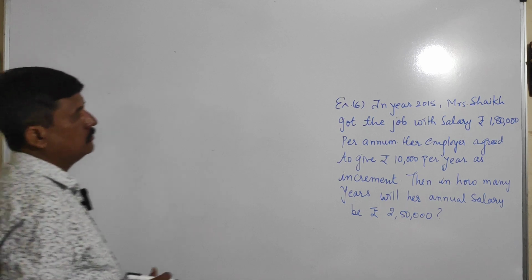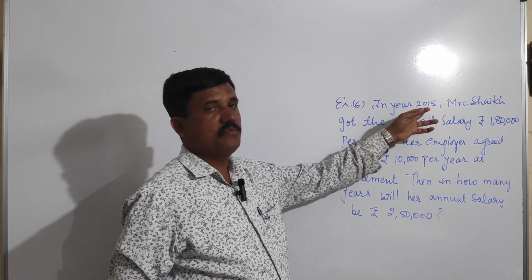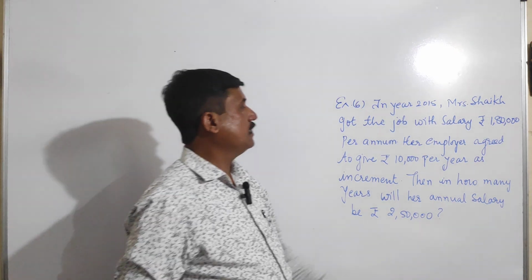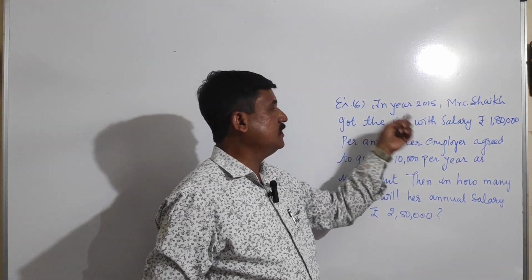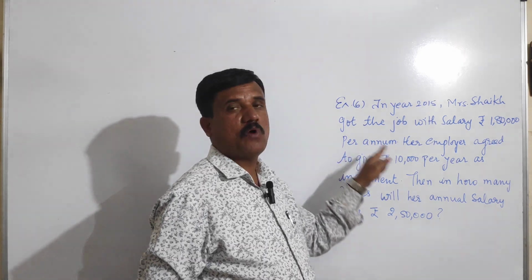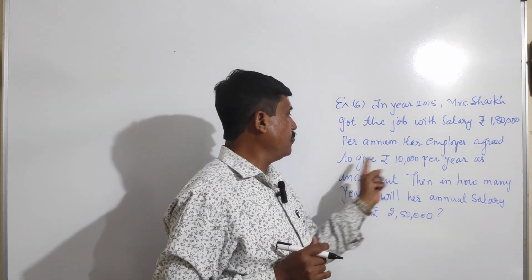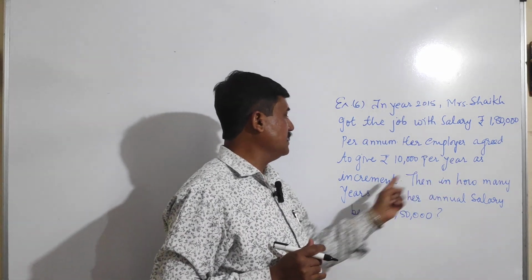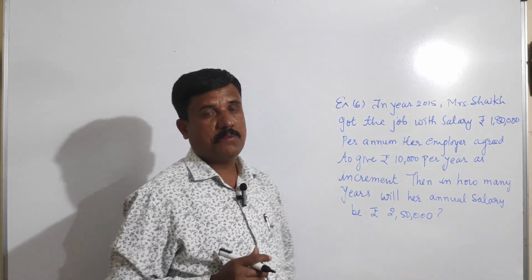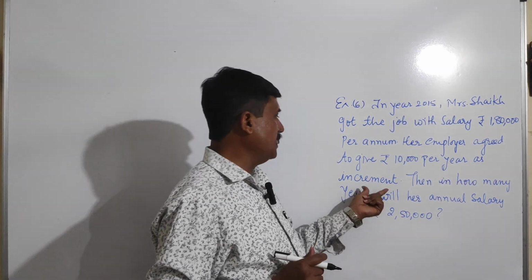Next question. Exercise 3. In year 2015, Mrs. Sheikh got her job with a salary of rupees 1,80,000 per annum. Per annum is what? Annually, one year, right? Her employer agreed to give rupees 10,000 per year as increment. Rupees 10,000 per year as an increment.